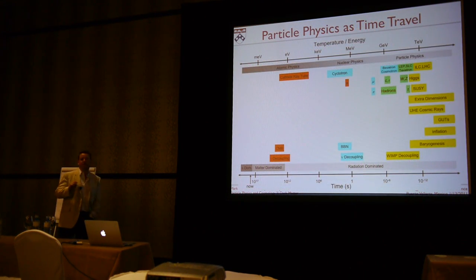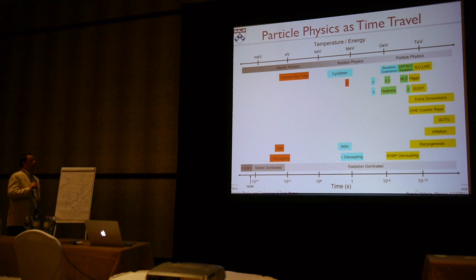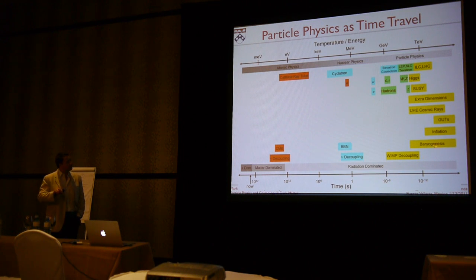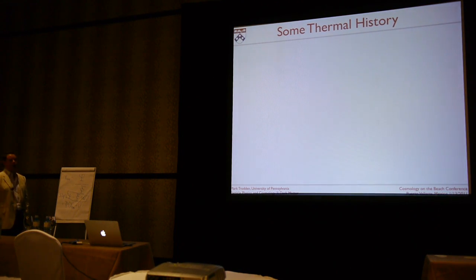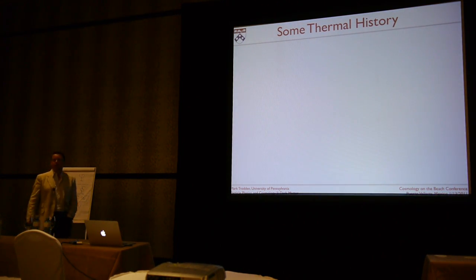So, I should just comment that the point of this thermal history is, of course, that as you go up in temperature and energy, you're going back in the history of the universe. Yesterday, I talked about baryogenesis and its possible connection to grand unified theories and its connection to the weak scale. Today, I want to talk about temperatures around here, the WIMP decoupling scale around the weak scale of GeV.